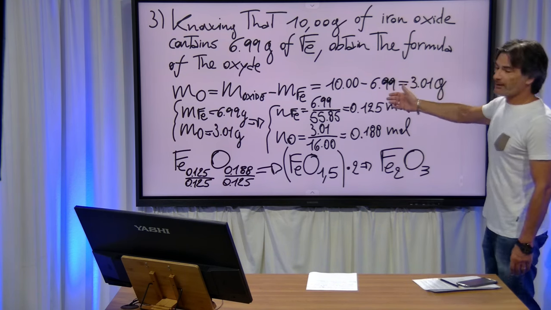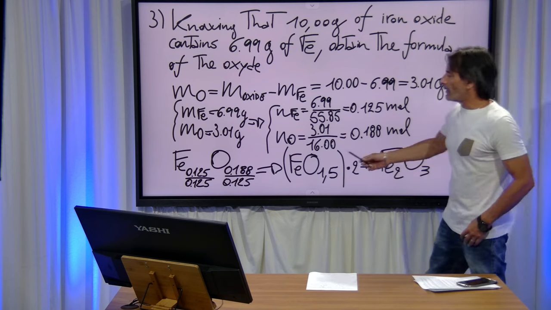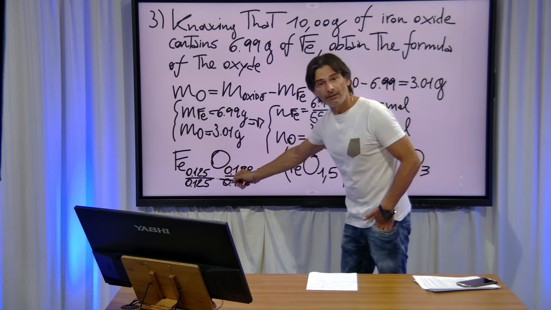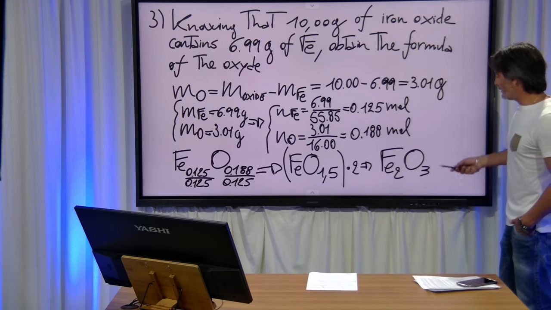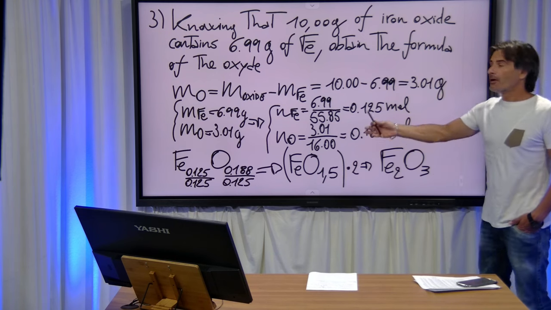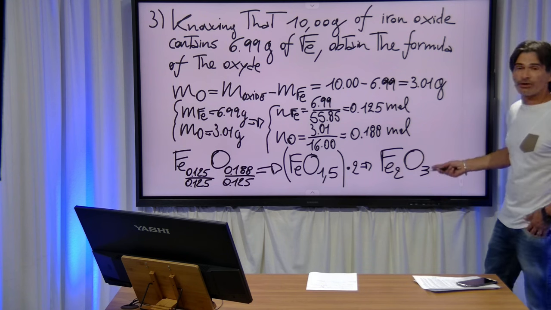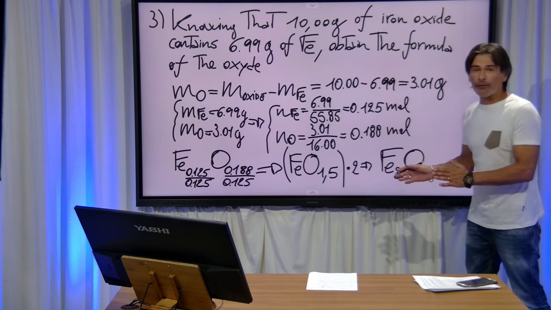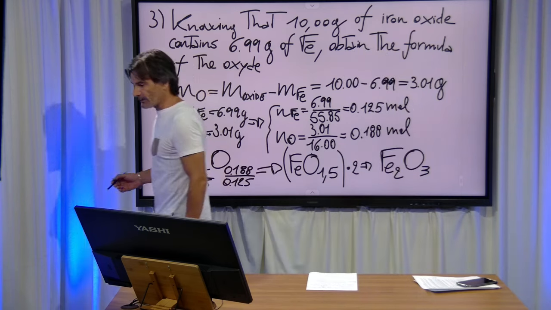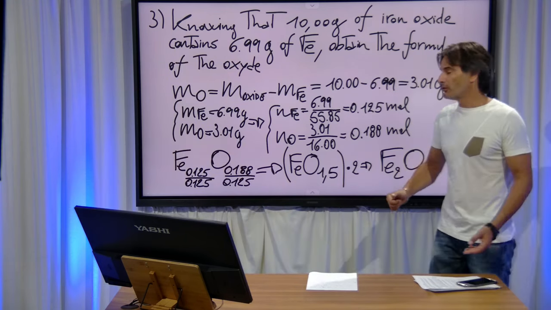So this exercise shows that we cannot always end our work doing these ratios, these divisions. And this is the formula of the oxide we are searching for. We don't have other information because this is a compound for which the molecular formula and the empirical formula are equal. So the exercise doesn't give us the molar mass, avoiding losing time.